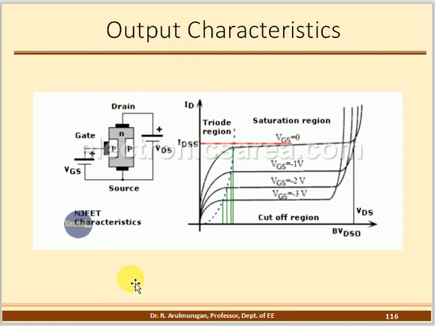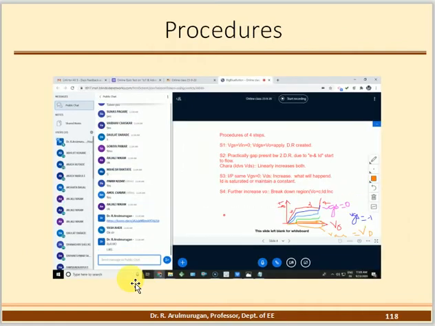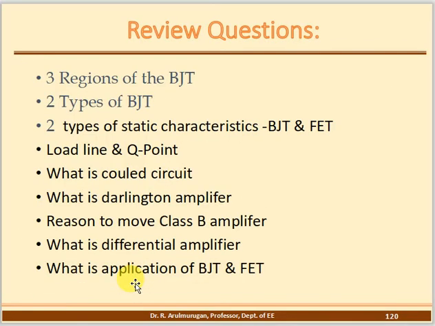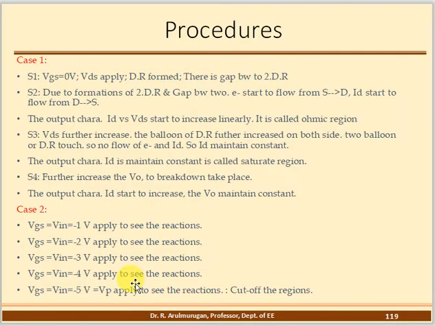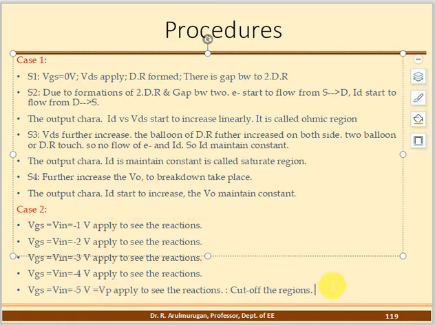So this is about the same diagrams. I will show you the four steps, the procedure of case one and case two. What is case one? 0 voltage, so VGS equal to 0. Here VGS is less than 0, which means minus 1, minus 2, minus 3, minus 4, minus 5. When you keep on increasing, at the point where it is equal to the pinch-off voltage, it means it is the cutoff region. That's all.